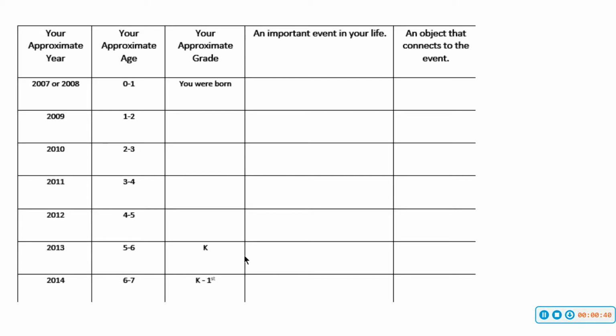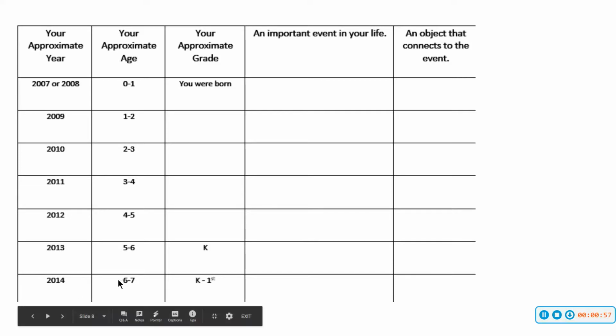So let's say right here is 2013, you were age 5 or 6, you're in kindergarten, an important event in your life might have been, I joined basketball. So think of an object connected to that event, joining basketball. Maybe it's a picture of a basketball, your basketball.